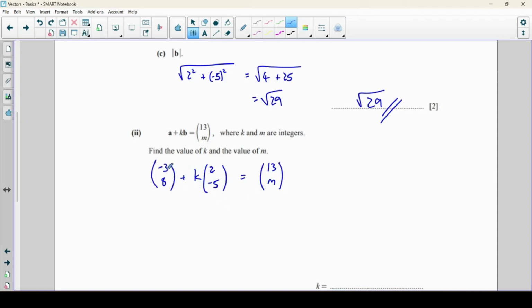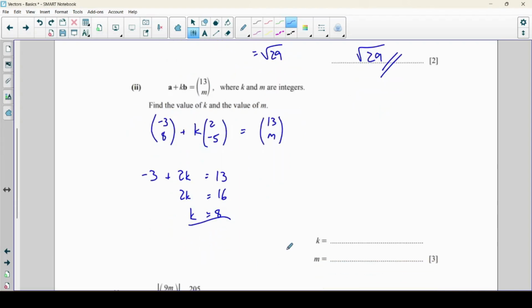Okay, so first of all, let's just look at the top row. So if we look at the top row, we've got minus 3 plus 2k is equal to 13. That's just looking at those numbers along the top, and from that you can already solve it to work out what k is equal to. Let's add 3 to both sides and we get 2k is equal to 16. So k is equal to 8, so we've got that already.